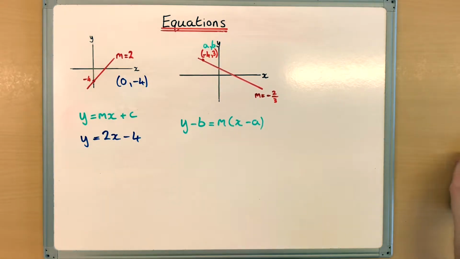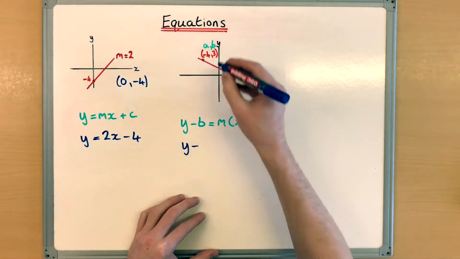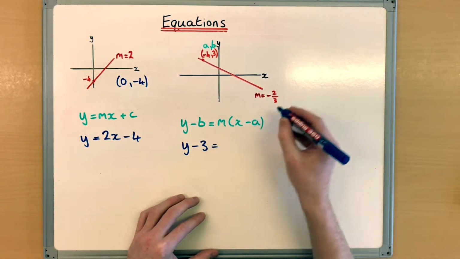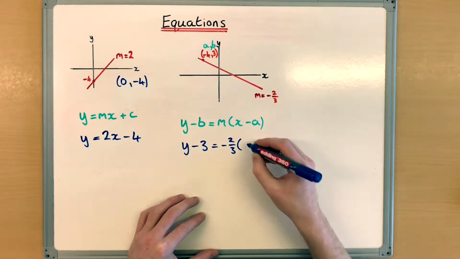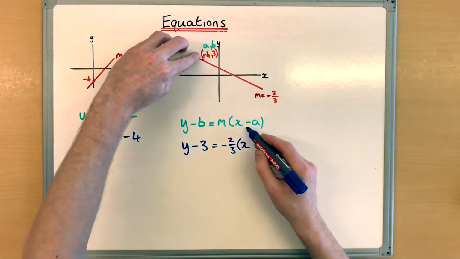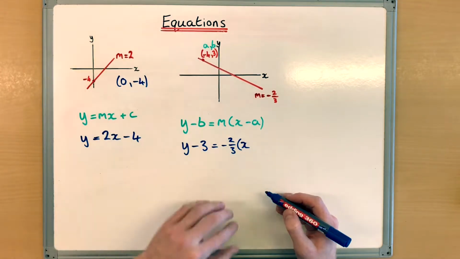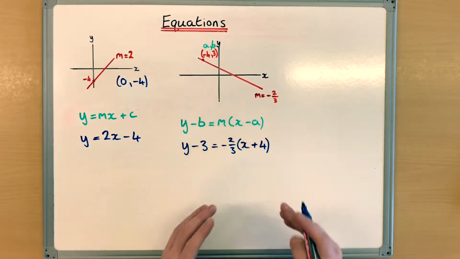So we're going to put those in, and as we do that, we're going to take away 3. We're going to put -2/3 in here. As we do this, we're going to watch out for taking away a, we're going to watch out for double negatives. So taking away a is going to be taking away -4, well that's just the same as adding 4.